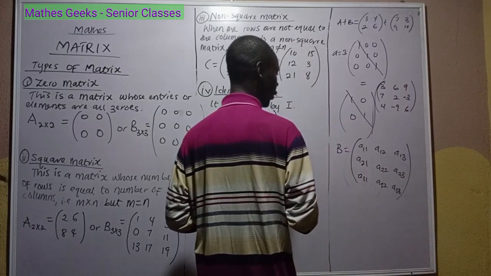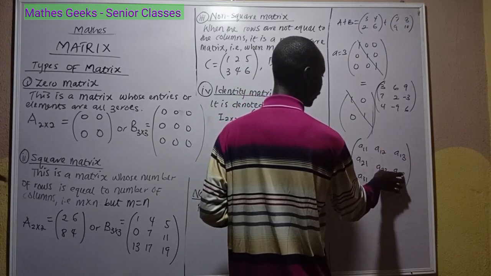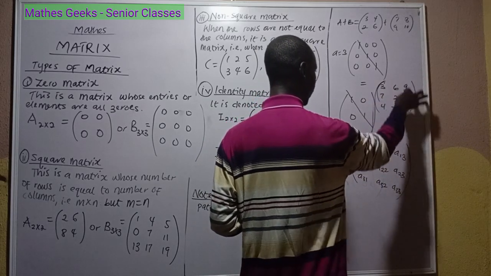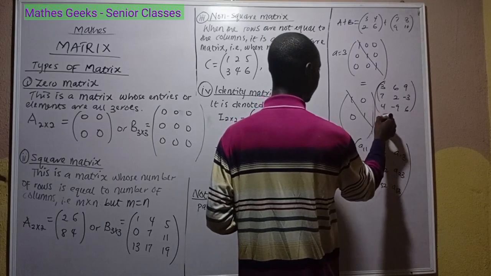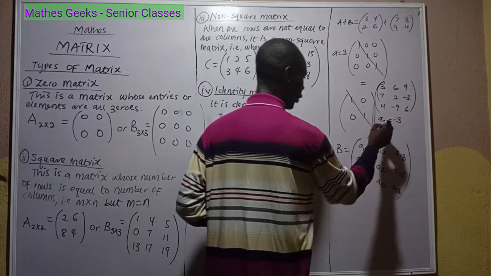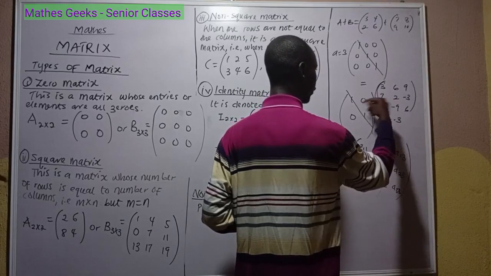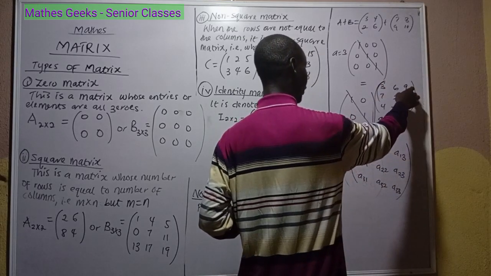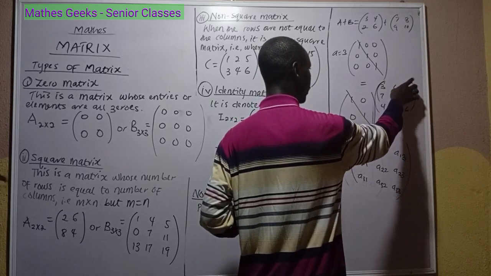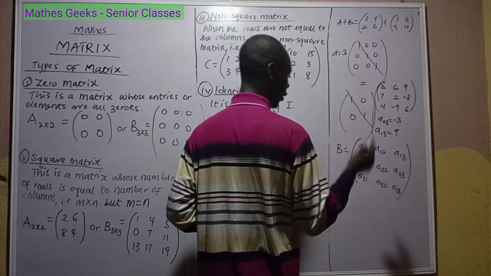So let's pick a random entry. Let's say A23. How do you look at A23? A23 means the second row, third column. Here's the second row. The third column here is this column. So A23 is minus 3. If I'm looking for A13 in this matrix, it means the first row, the third column. This is the first row, and this is the third column. So the entry in the first row, third column is 9.